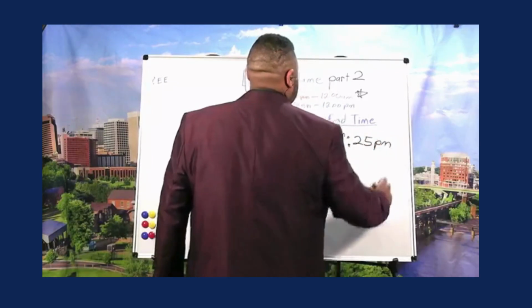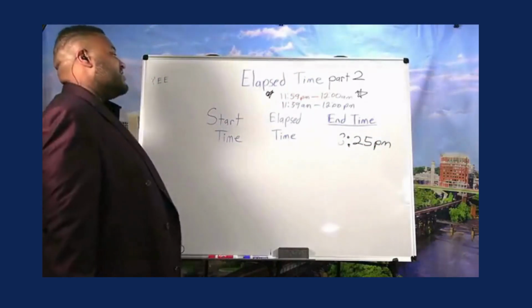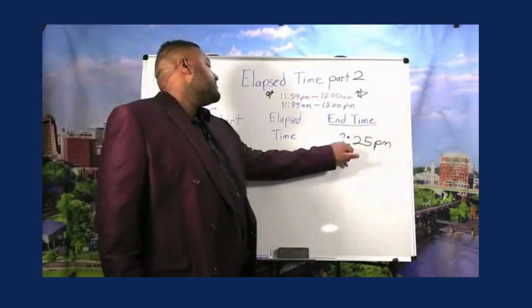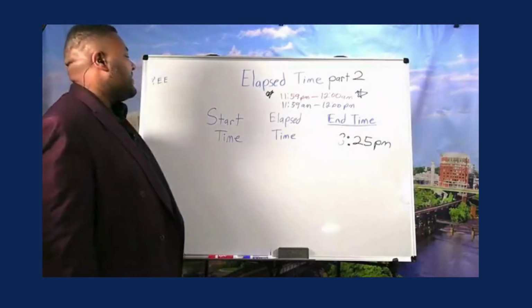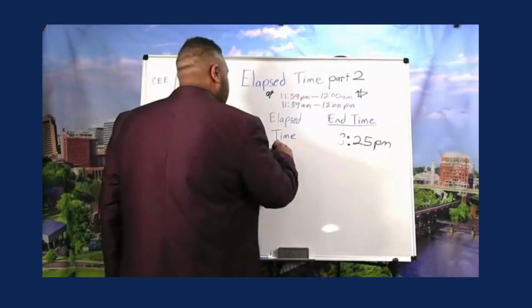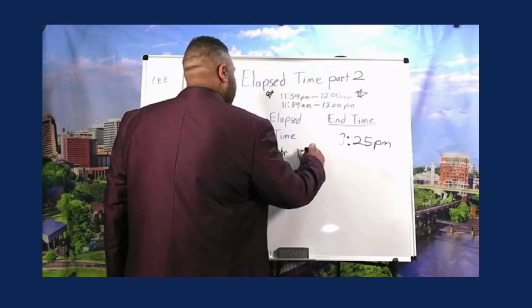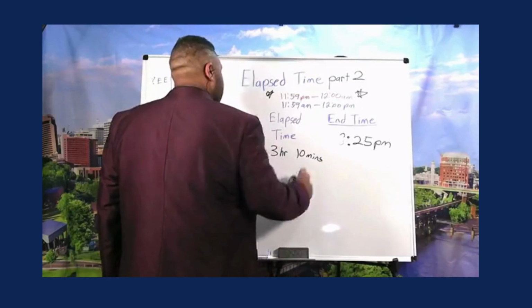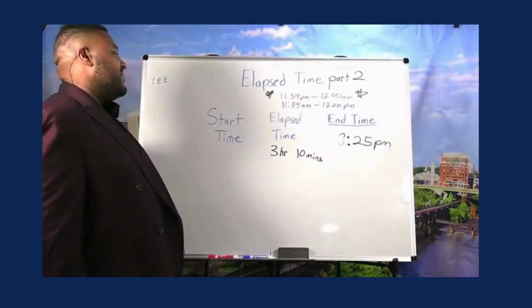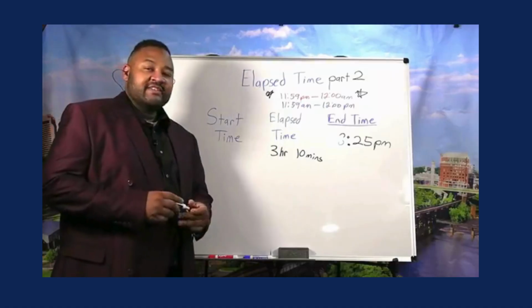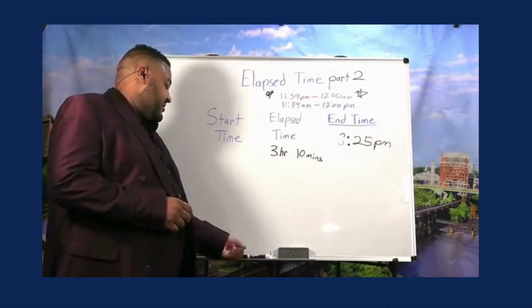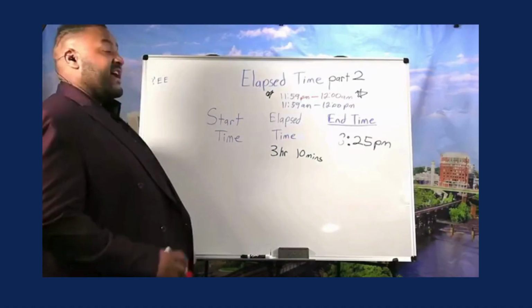The end time is 8:25 p.m., and the amount of elapsed time is going to be 3 hours and 10 minutes. The amount of elapsed time will be 3 hours, 10 minutes. All right? 3 hours, 10 minutes.